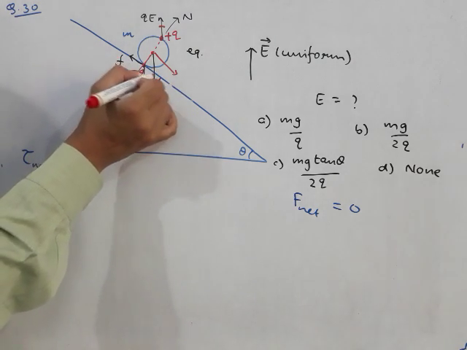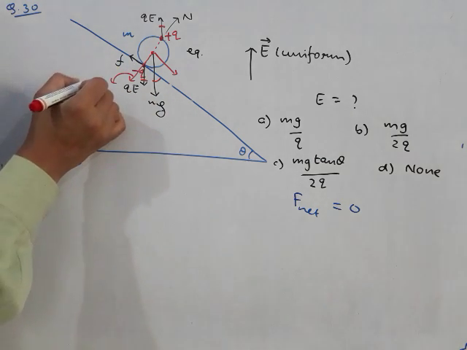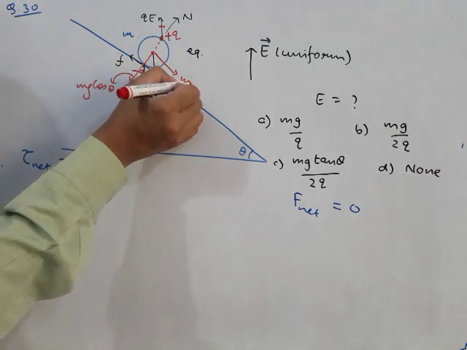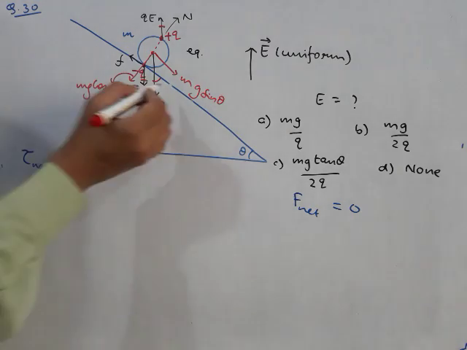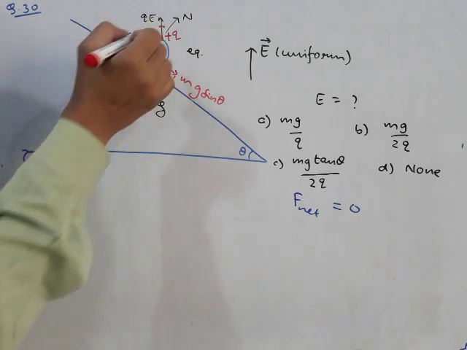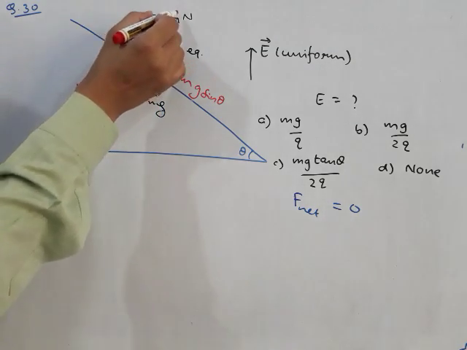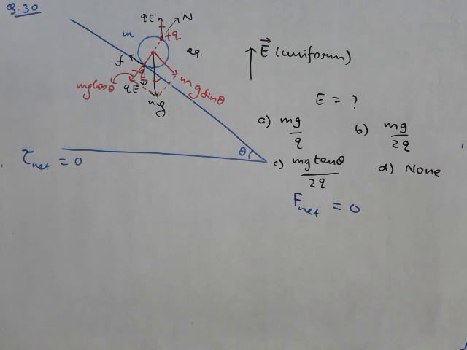And this component will be theta. So this angle will be theta. So this will be mg cos theta. This will be mg sin theta. So these are the components of gravitational force. Normal reaction is already perpendicular to this plane. So we are done with forces.